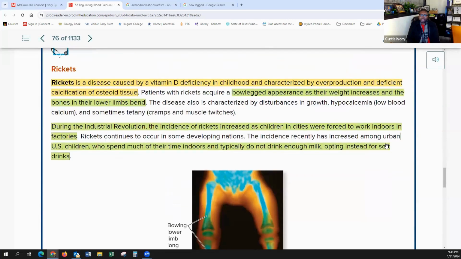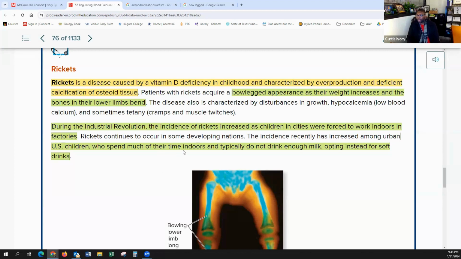So rickets, again, is vitamin D deficiency. And so it's going to cause you to become bow-legged. How this actually came about was in the US or the Industrial Revolution, where people or children were in factories a lot. So they weren't outside and they were forced to work indoors. Well, indoors, you're not getting any sunlight. So with that being said, if you're not getting enough sunlight, you're not getting any vitamin D.